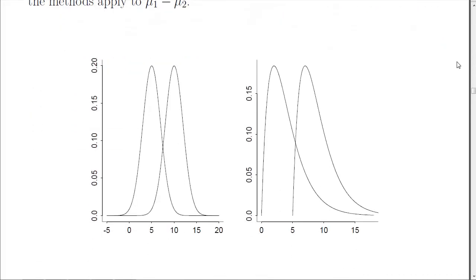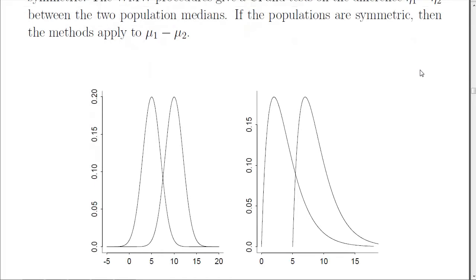And here's an illustration of what that looks like. The two populations that you're comparing the means or medians for should have the same shape, and the only difference should be the location. So for example, on the left we have basically two normal distributions that have the same shape but are offset by some amount, maybe 6 or 7 units, whereas on the right we also have two distributions that have the same shape and are offset by some amount.